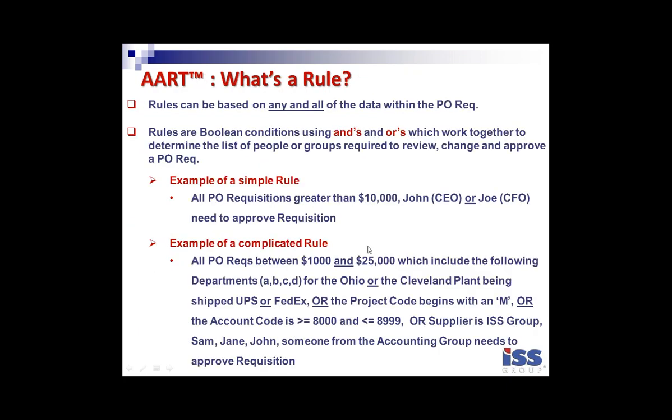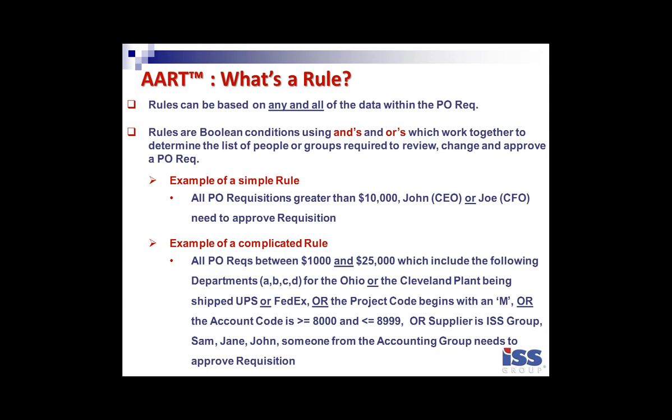So what's a rule? A rule basically is a Boolean condition using ands and ors that work together to determine the list of people or groups that need to review, change, and approve a PO requisition. So an example of a very simple rule would be all PO recs greater than $10,000, either the CEO or the CFO need to approve the rec. Very, very, very simple rule.